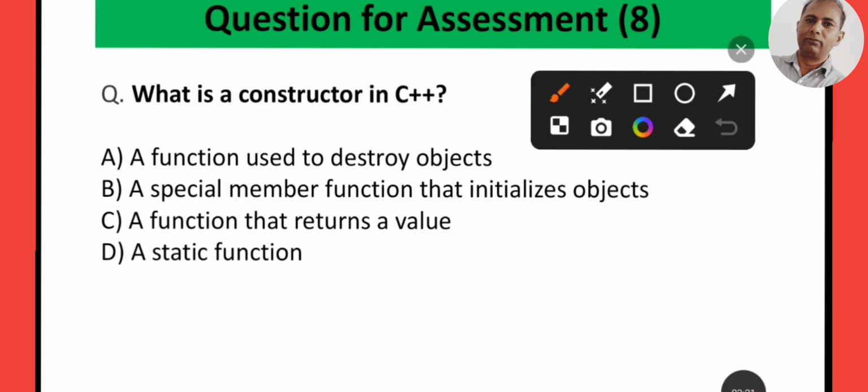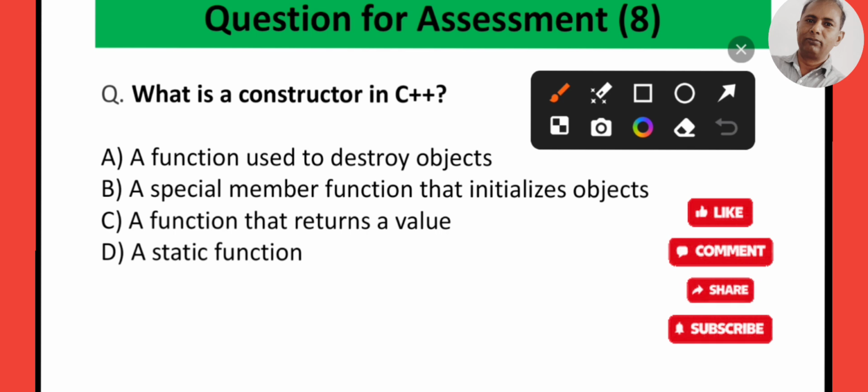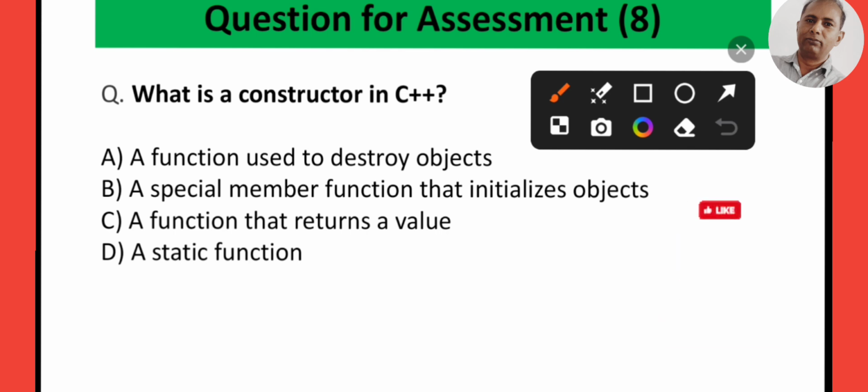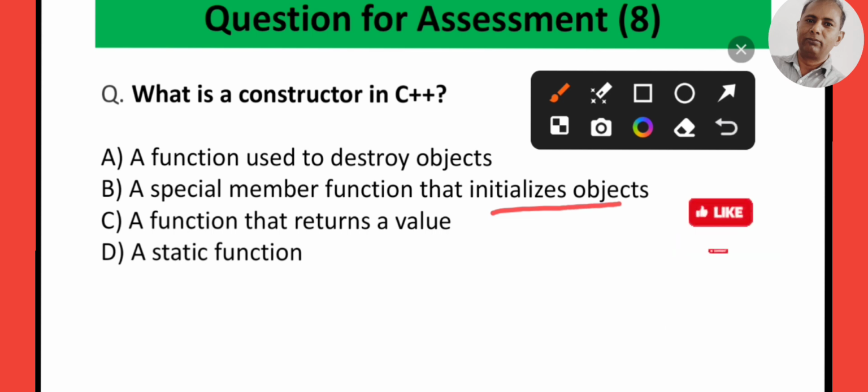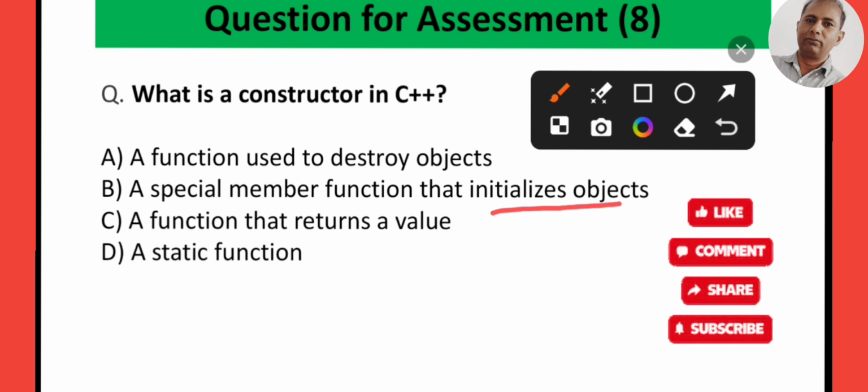Now we have one question for you. The question is, what is a constructor in C++? There are four options. Option 1: a function used to destroy the objects. Option 2: a special member function that initializes objects. Option 3: a function that returns a value. Option 4: a static function.